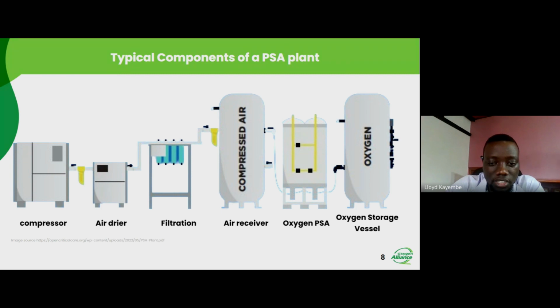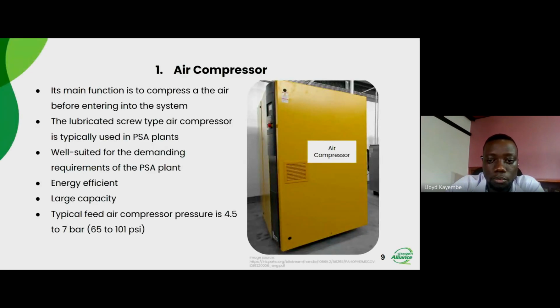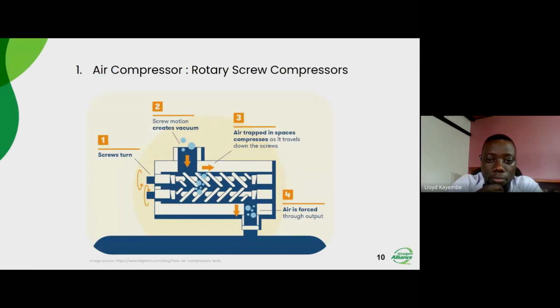Starting with the compressor, it is responsible for providing a continuous supply of compressed air into the system. It has intake filters that ensure the air is clean before entering the compressor. There are different types of compressors used in PSA plants, but the most common is the oil lubricated rotary screw compressor. On your right is a typical compressor of a PSA plant. They're large and their pressures typically reach 4.5 to 7 bars.